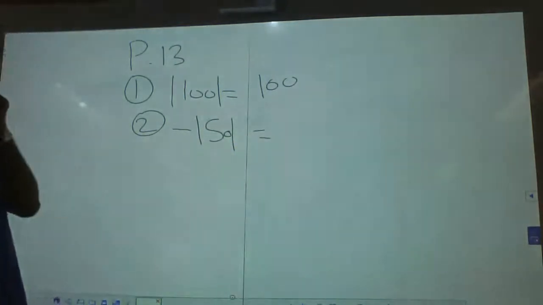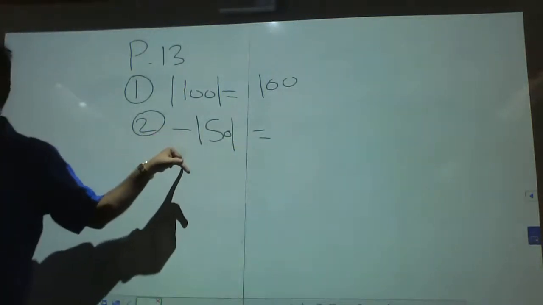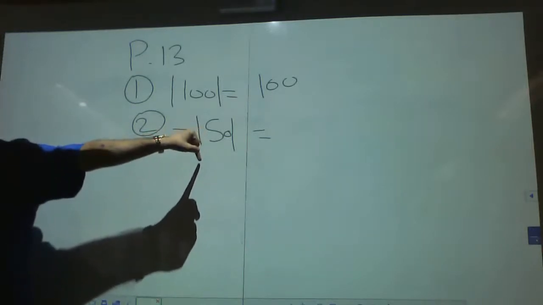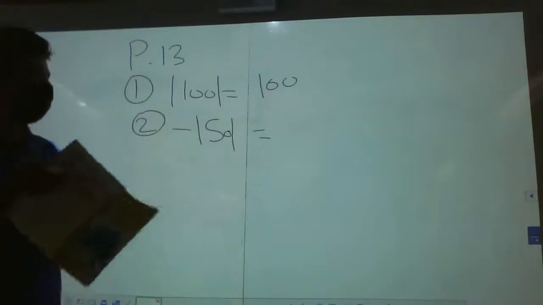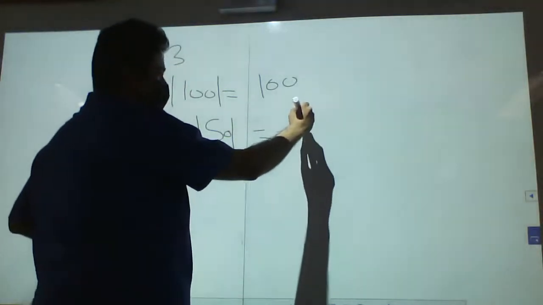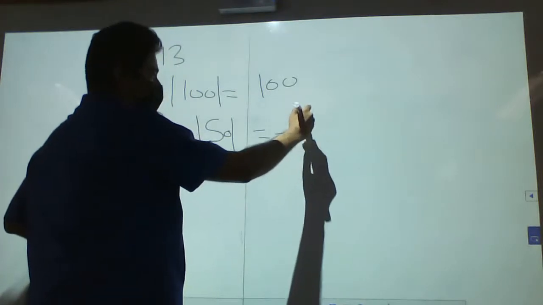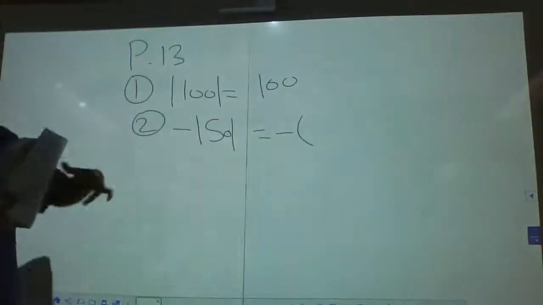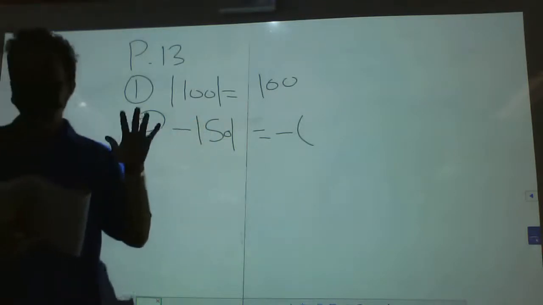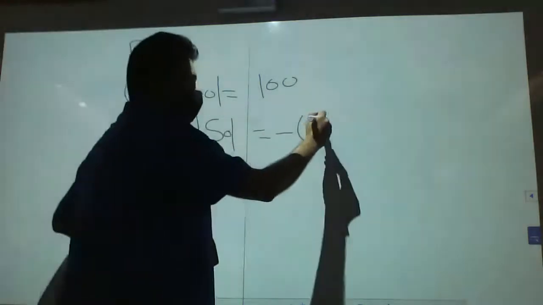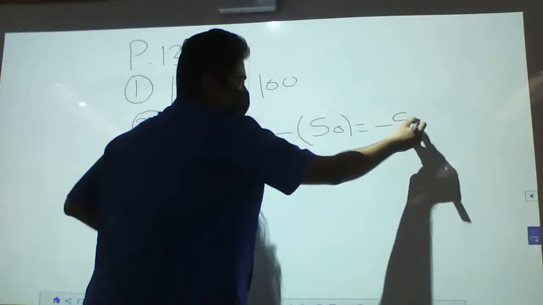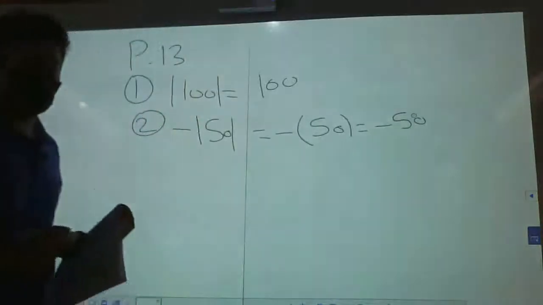Now, the minus is outside, right? The minus is outside, not inside. So the minus, we will keep it the same, and absolute of 50 is equal to 50 only, right? So the answer is minus 50, right?